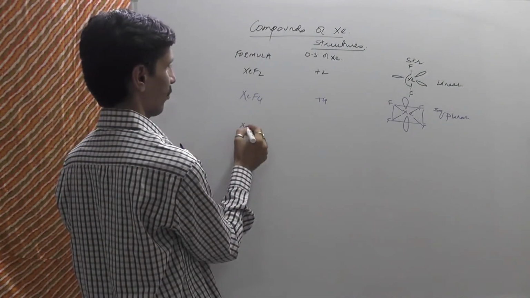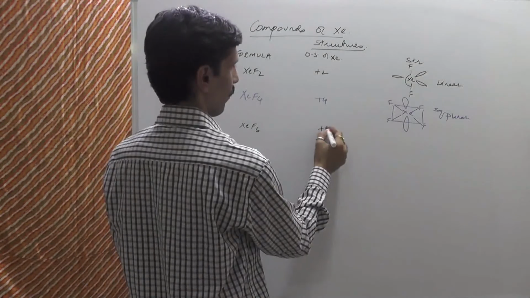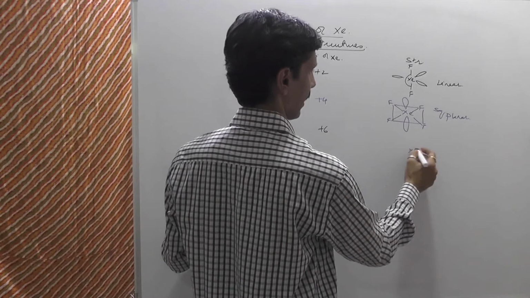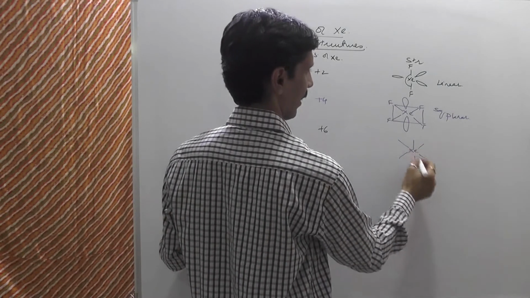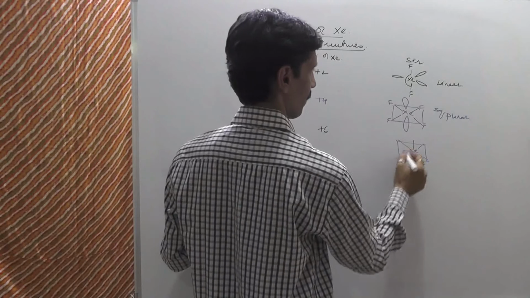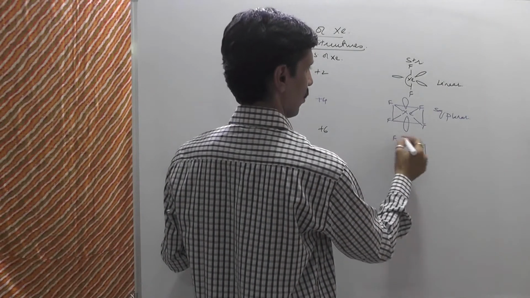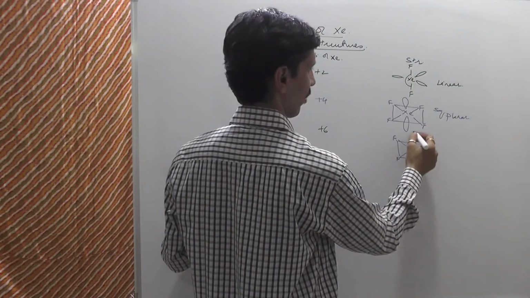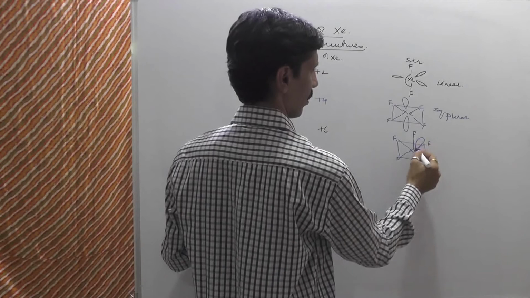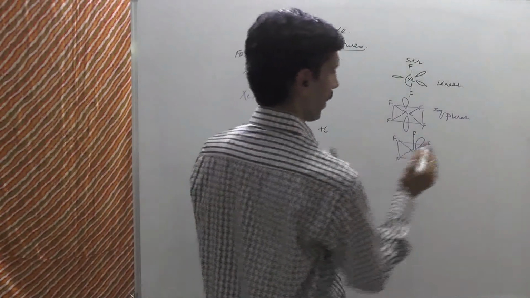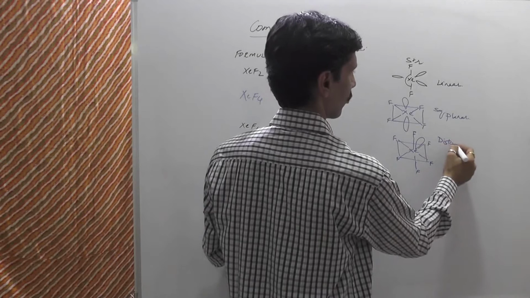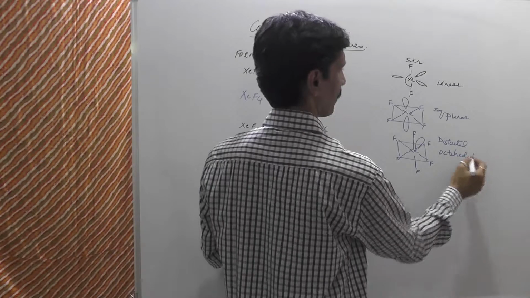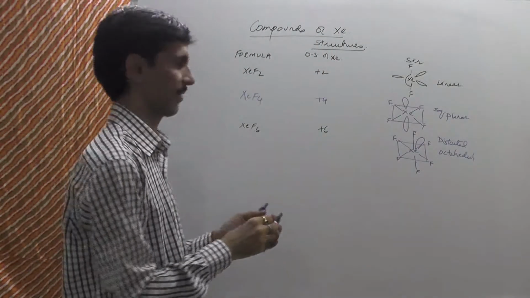Then we will talk about XeF6, +6 hai. Now the charge and the arrangement in it, I want to tell you first. The arrangement is this way, 1, 2, 3, 4, 5 and 6, and plus there is 1 lone pair over here. So because of the lone pair, what will we call it? It's a distorted octahedral. Okay, it has a distorted octahedral structure.